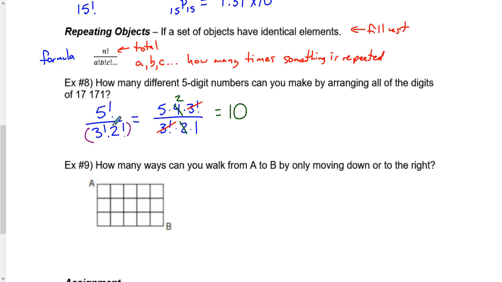As an exercise, you might want to actually write this. This is one way. I'm putting all the 1s first, the 7s first, switching them up, doing all that. Those are all different ways that it matters, because as soon as you change the location of this 7 or this 1, you have a different number. But there's only 10 that are possible.